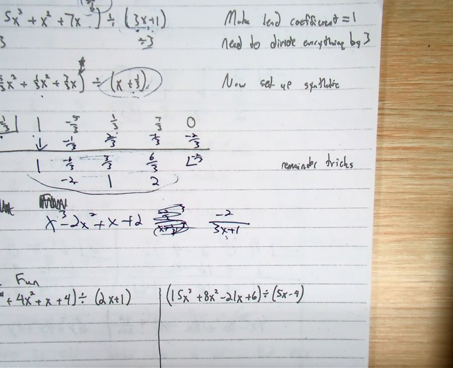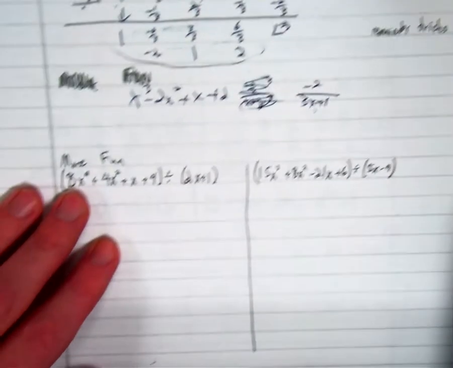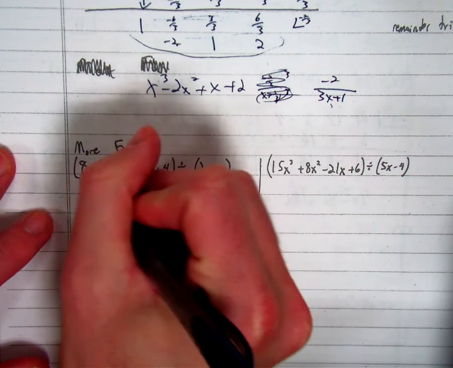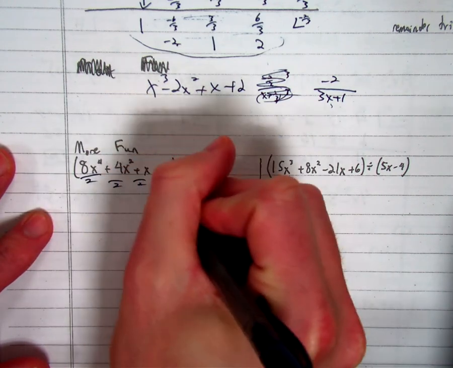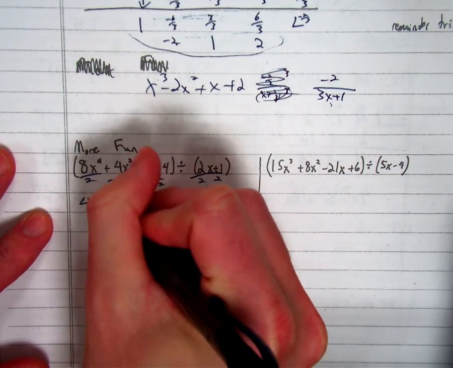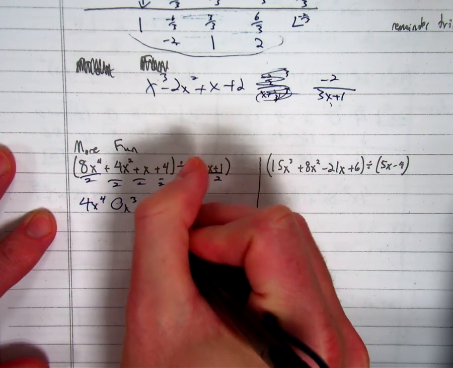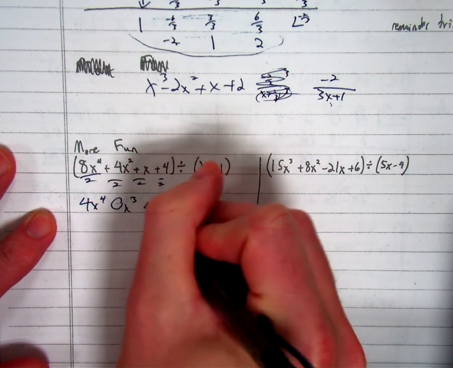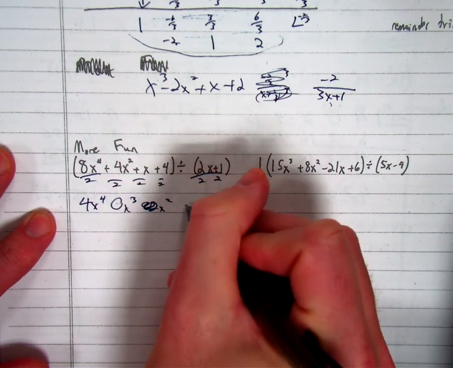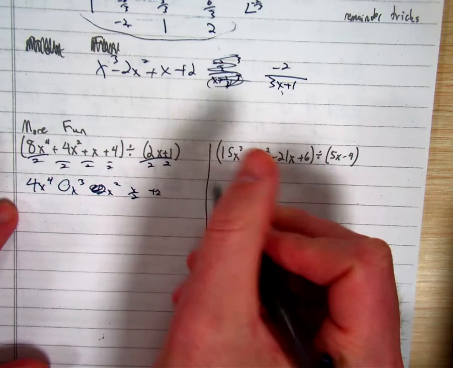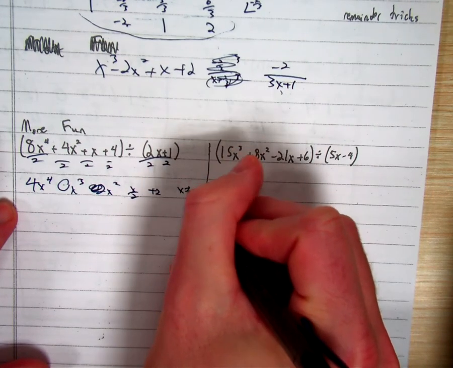Do we need to do one more together? Let's do one more together. Alright, so I don't want this 2, so I'm going to divide everything by 2. So now this is a 4x to the fourth. We'll put the 0x to the third in. 2x squared, half x, plus 2. And we're dividing by x plus a half.